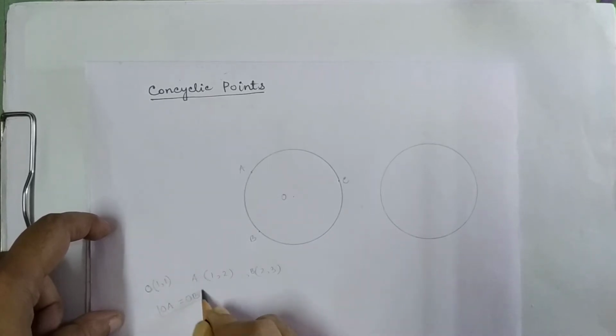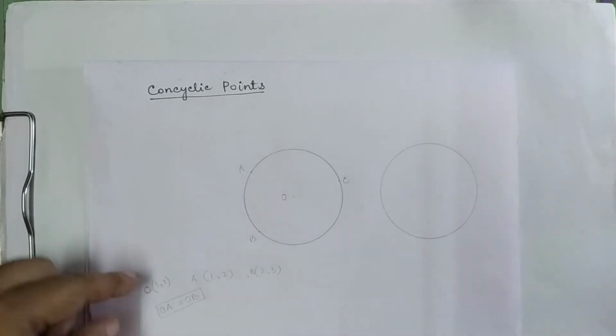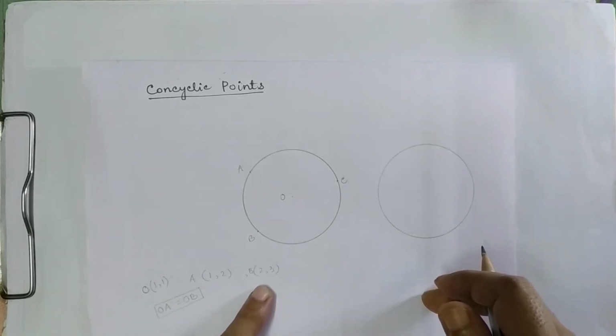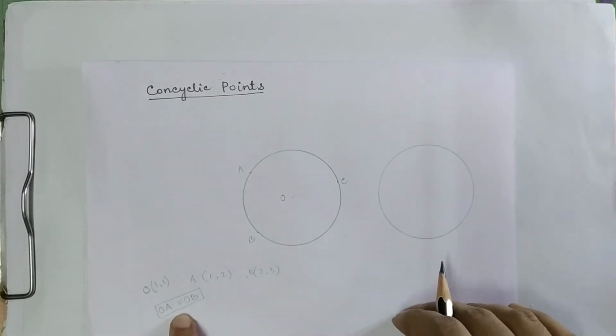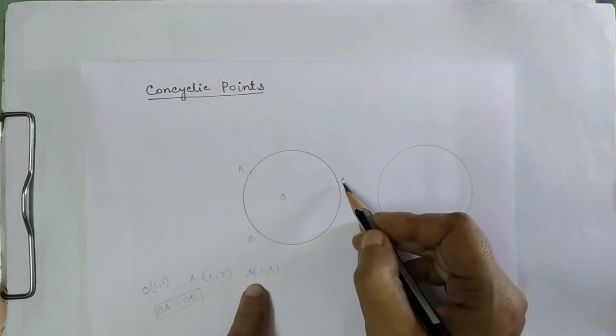If we can show that, or it comes out like that by using the distance formula, then we can easily say yes, A and B are concyclic points. But if OA is not equal to OB, then we will say that the 2 points A and B are not concyclic points. That means they will never lie on the boundary of the same circle.